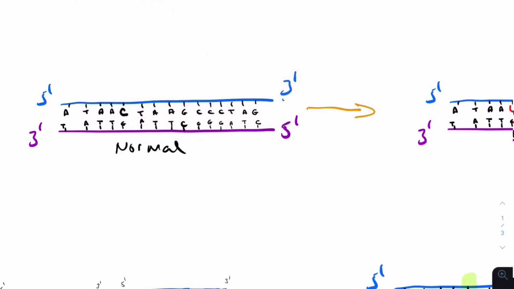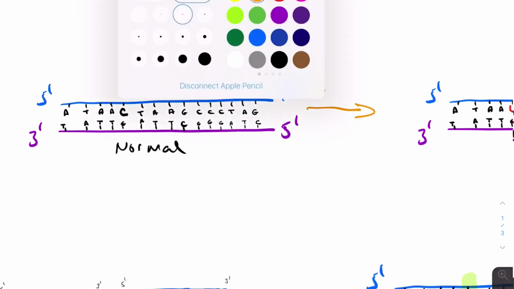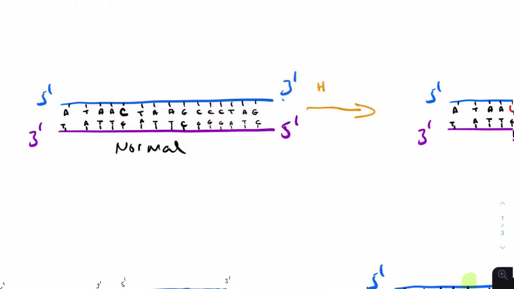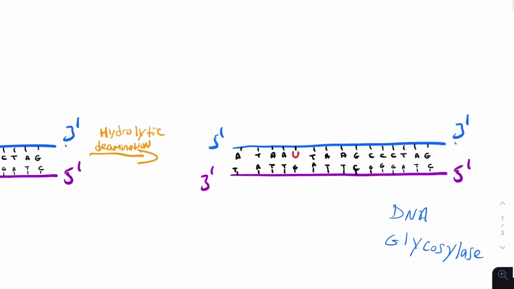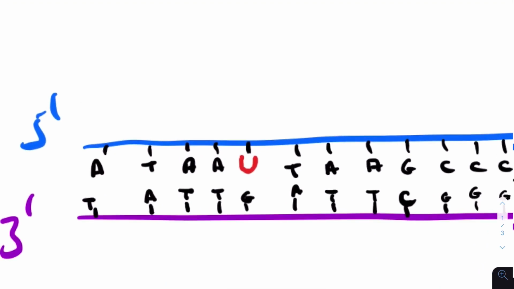For example, let's go with hydrolytic deamination. Through hydrolytic deamination, we're going to end up getting a point mutation. And this is what that looks like. This is that point mutation that we have over here. This part over here is where the mutation occurred.